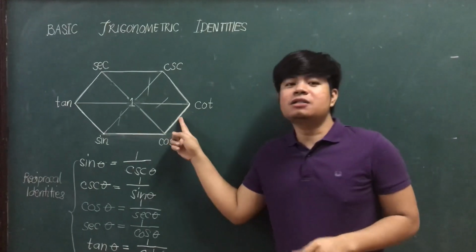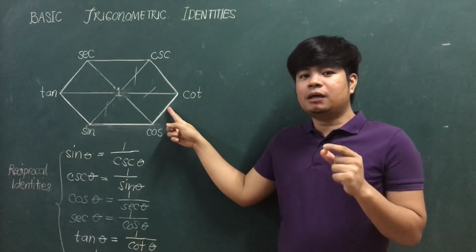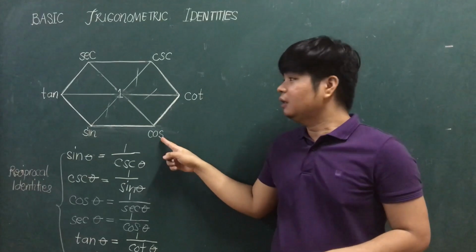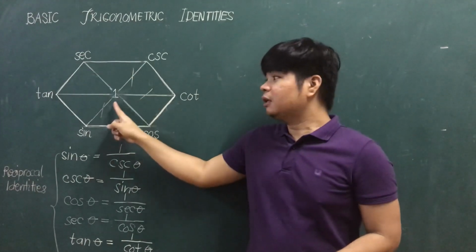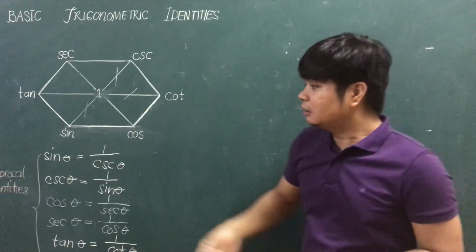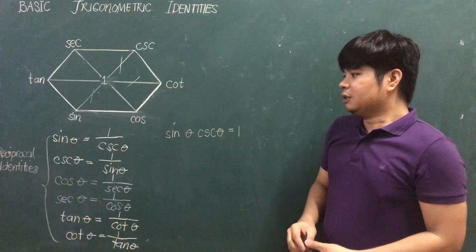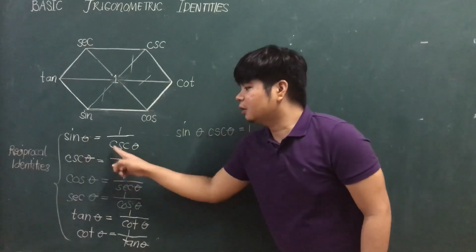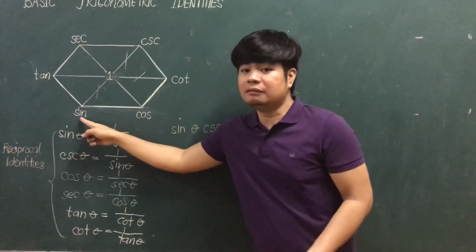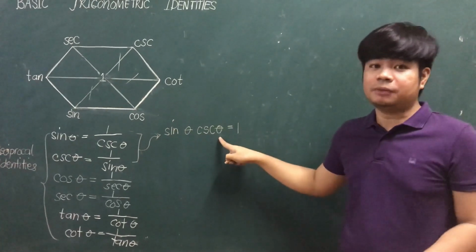If we observe the tangent, sine, cosine hexagon, it will provide us a product that is equal to 1 if we look into the opposite of each. So if you have cosine, the opposite is secant, the product is equal to 1. That is proven also in the reciprocal identity that sine theta times cosecant theta is really equal to 1. So the product of sine theta and cosecant theta is 1. It is also true for cosecant theta and sine theta that the product is equal to 1. So this is true and it will provide us this product.